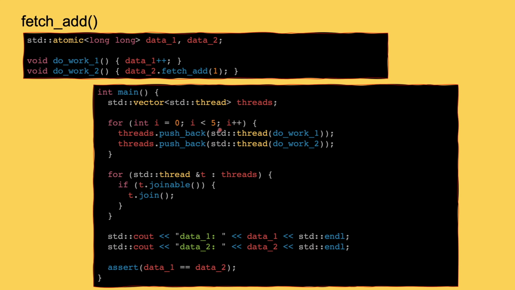So in this case, I'm running 5 copies of each of these two functions. Each of them increments once. This one increments data 1, this one increments data 2. After 5 threads of work 1 and 5 threads of work 2 are finished, data 1 should be equal to data 2, to the value of 5. So basically all I'm saying is that these two are equivalent.